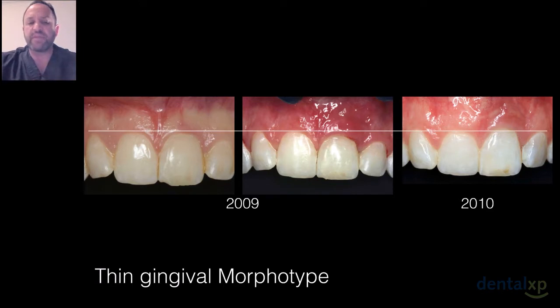Is there something happening with the bone underneath there? Have we lost all the bone? Is the implant shining through? These are all questions with thin gingival morphotypes. As you can see with the thin gingival morphotypes, and with the multiple implant sites, we really have a major problem, because we can't do connective tissue grafts over multiple teeth.